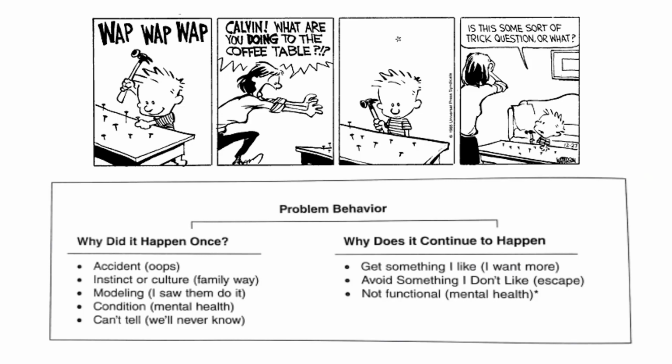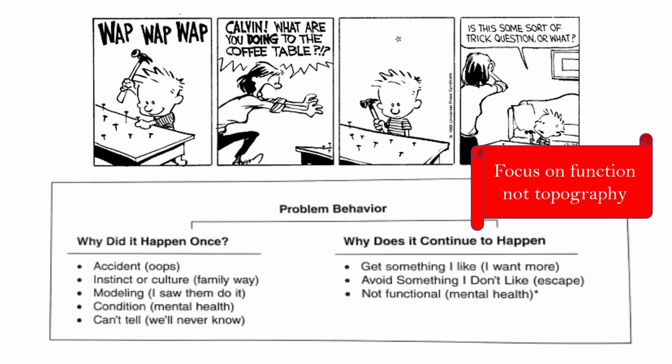However, if the challenging behavior continues to happen, then it's being reinforced somehow. So either the learner gets something that they like, or they avoid something that they don't like. And when we talk about why the behavior is occurring, we're talking about the function of the behavior. What is the function? What's the maintaining consequence of the behavior? And so we focus on the function when we talk about the why, not the topography.